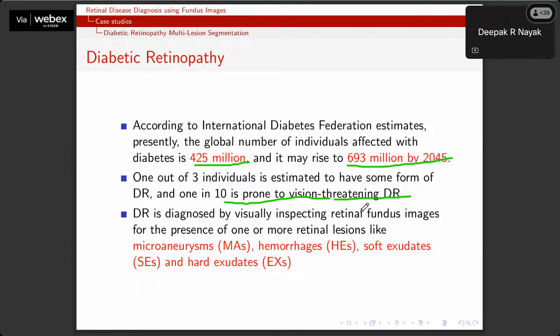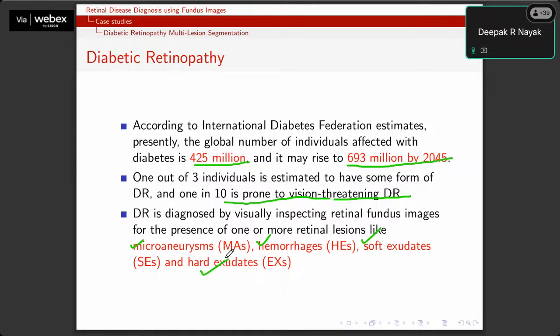So then, how is it being detected? How is this diabetic retinopathy being detected or diagnosed by the ophthalmologist? It is diagnosed with the help of, of course, retinal fundus images, but by looking at certain biomarkers, or you can say certain clinical features, right? So what are they? Those are microaneurysms, which I've already shown you, hemorrhages, soft exudates, and hard exudates.